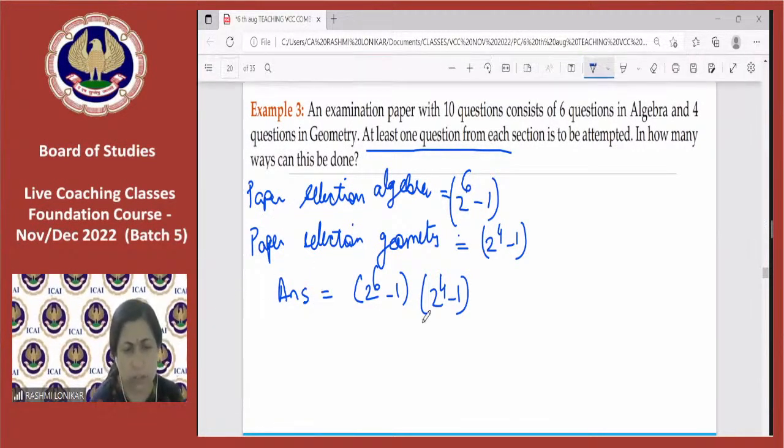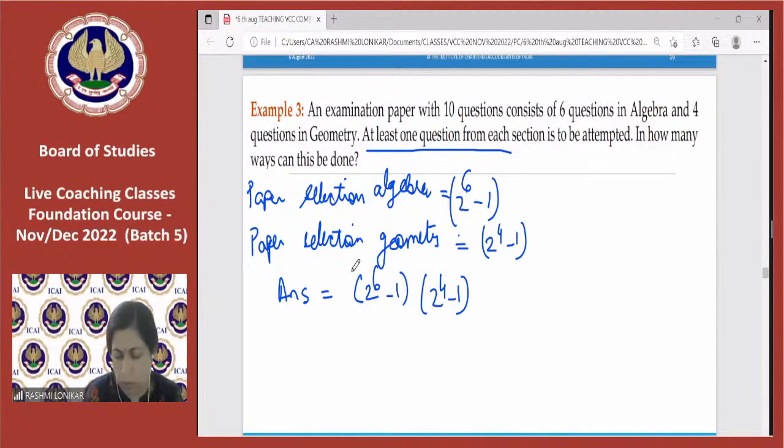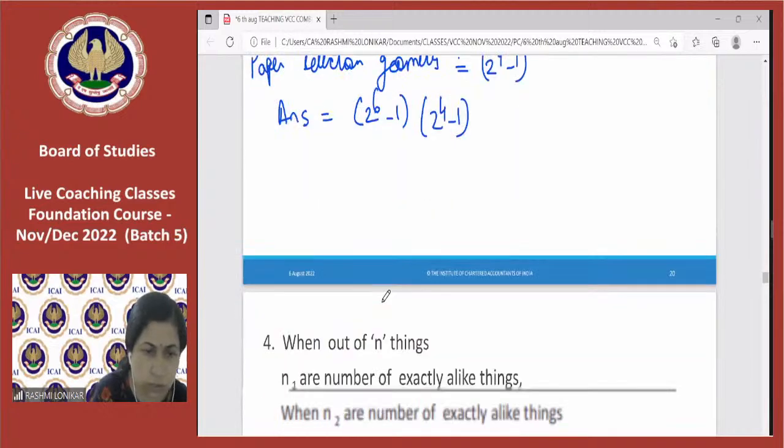And if they want you to expand, then you can write 2 raised to 6. How much is 2 raised to 6? 2 into 2 into 2 into 2 into 2 into 2, so 64 minus 1. Okay. So this will be 63. And 2 raised to 4 will be 2, 4, 8, 16. So 16 minus 1, 15. And then you will have to multiply. So this is the way you have to do this.